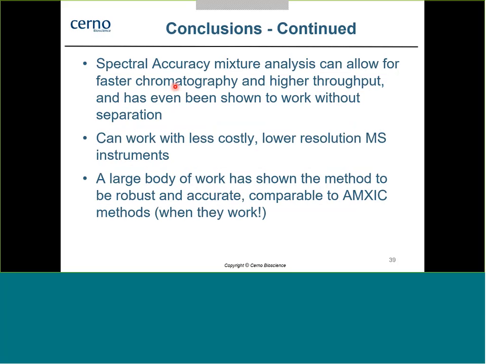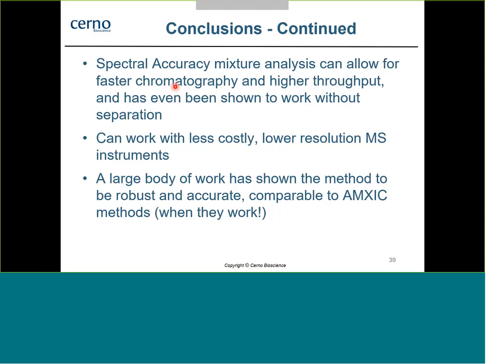The other interesting thing, although certainly you don't like to trade off chromatographic resolution and take a shortcut, is that it does allow it, and we have shown this: with the spectral accuracy mixture analysis, we don't have to fully resolve the chromatographic peaks. So you could develop a method that allows faster chromatography and provides higher throughput. And this has been shown to work. This has even been shown to work at some test sites without any chromatographic separation at all, just looking directly at the peptide digest.